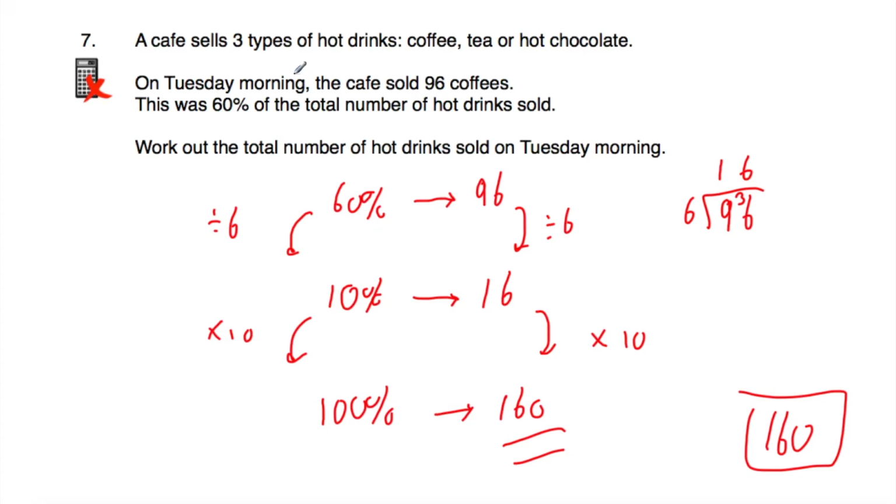And in this question, we were told that 60% of the total was equal to 96. So then we just found 10% by dividing both of those numbers by 6, and then multiplied both of those numbers by 10 to get 100%, which is 160. Okay, so that's one approach. So let's just drop that out, and now let's have a look at our multiplier approach.